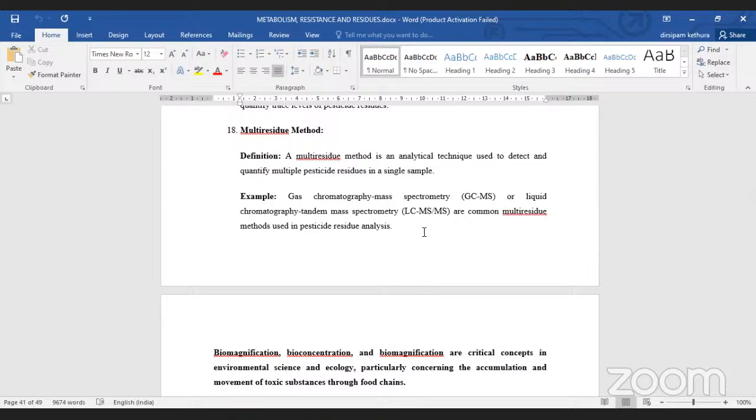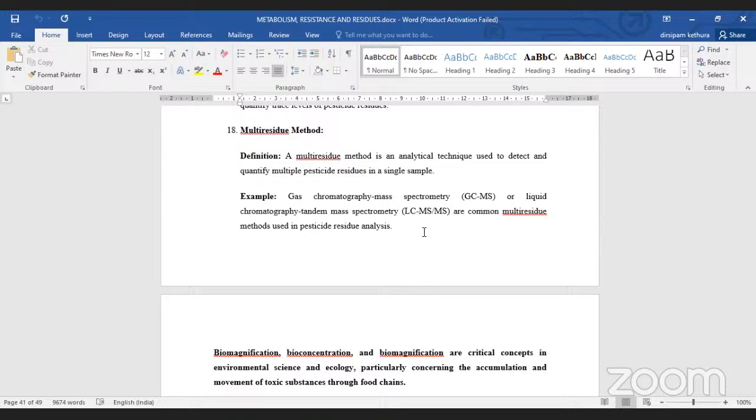And the next one here is multi-residue method, which is an analytical method used to detect and quantify multiple pesticide residues present in a given sample. Example, gas chromatography mass spectrometry or liquid chromatography tandem mass spectrometry are the common multi-residue methods used in pesticide residue analysis. We are going to talk about different types of the techniques that can be used to estimate the pesticide residues in this particular chapter.